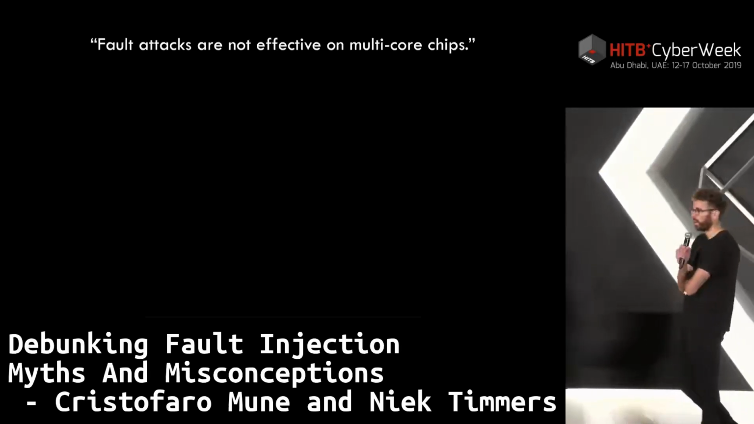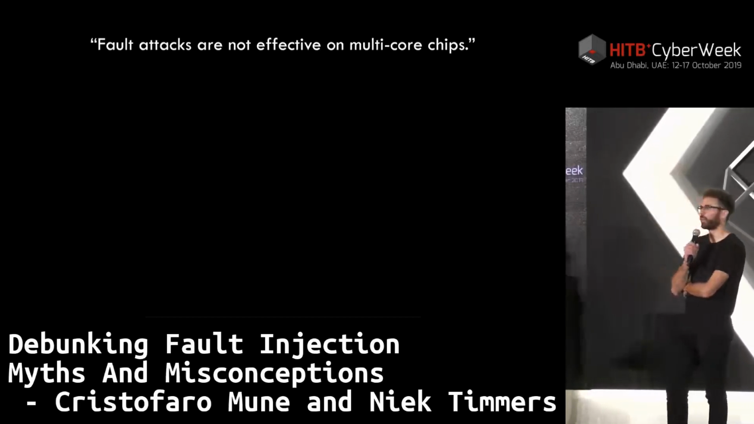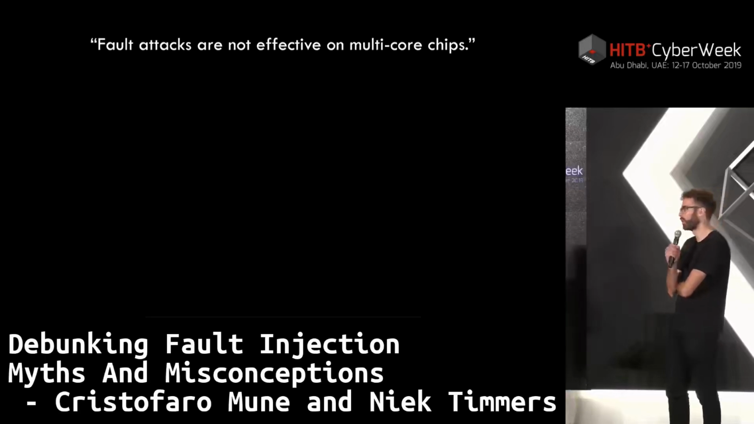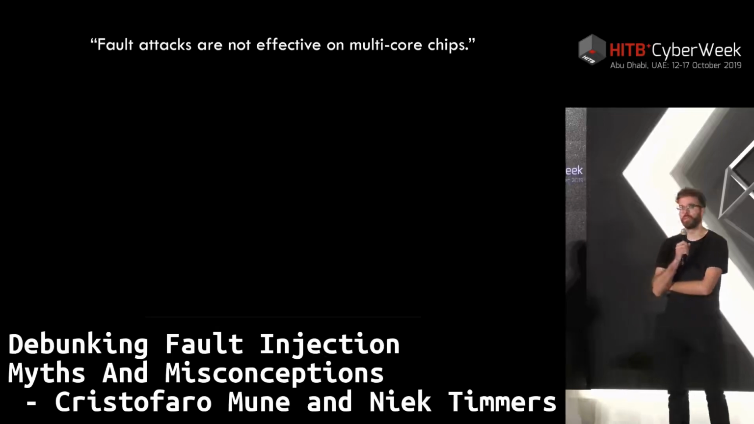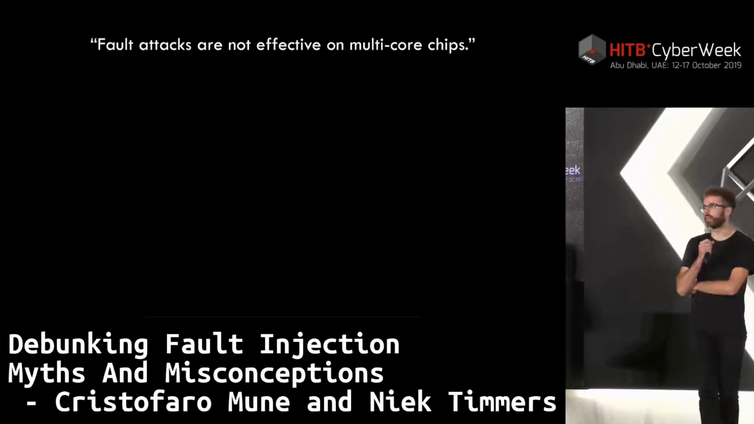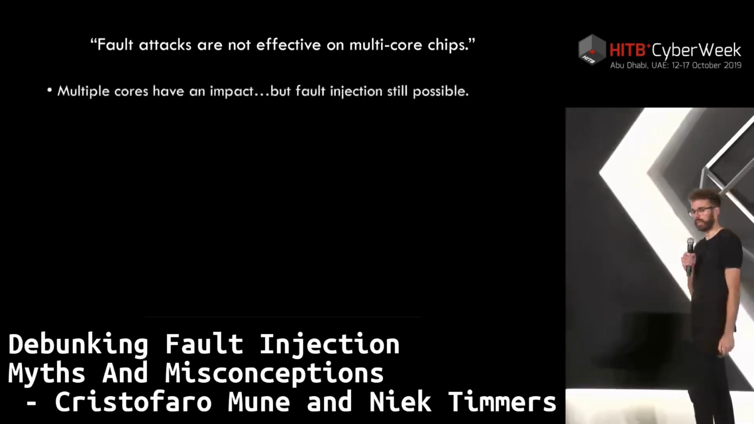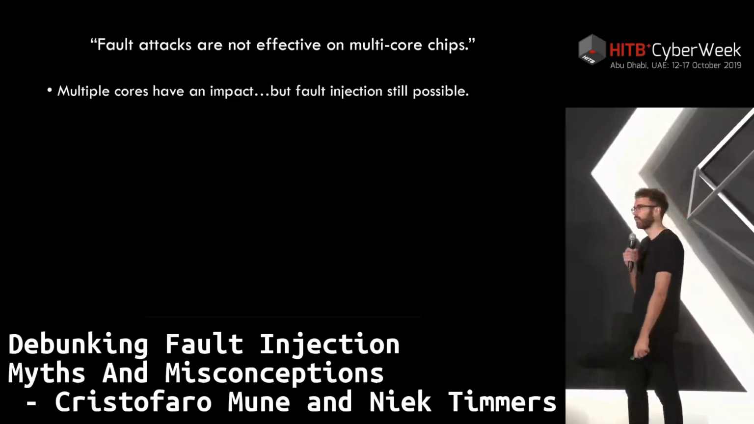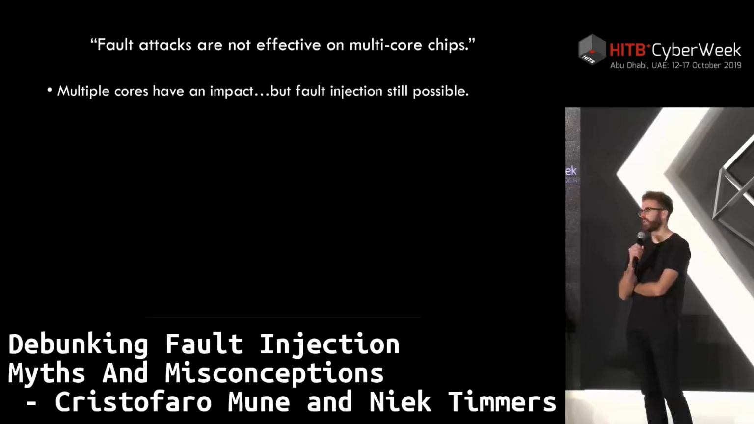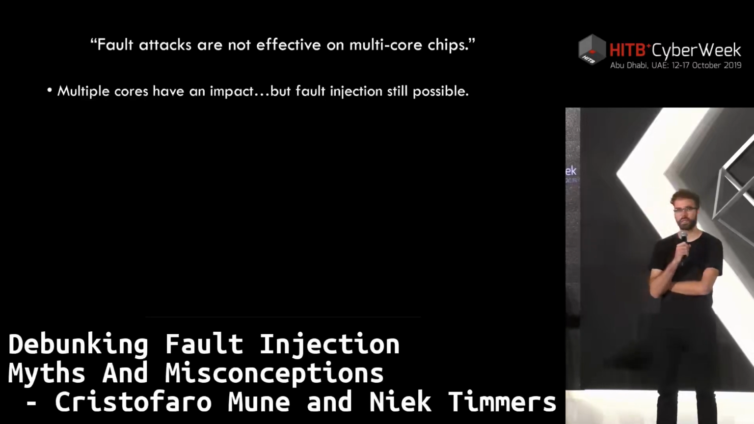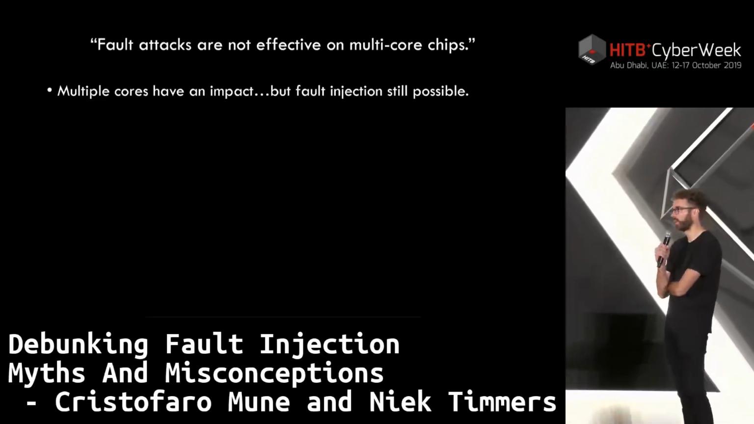So another thing I have heard more than once is that fault attacks are not very effective on multiple core chips. Because when you think about it, if you have a double core or a quad core chip, these cores are all executing software at the same moment in time. So what are the chances that you can change the behavior of a specific piece of software? Well, I think that reasoning is not flawed at all. Multiple cores definitely have an impact on a fault injection attack. But one thing to realize is that fault injection is typically also a statistical problem: to inject the right shape of the glitch at the right moment in time.